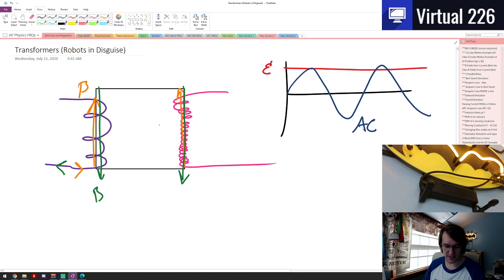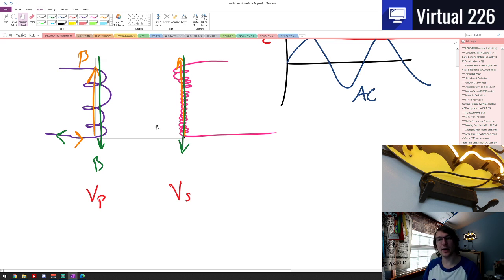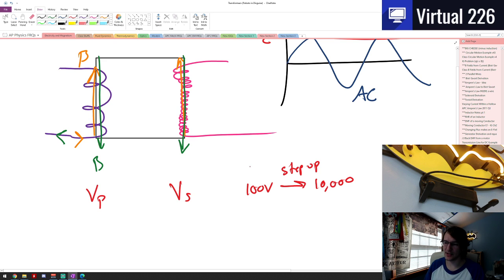What we can say from this is that on these coils, we can have a primary coil and a secondary coil. And your primary coil is just whatever coil you're starting with, and your secondary coil is just whatever coil you're ending with, okay? So if you had a step-up transformer, that would be like you had initially 100 volts, but you want to get it to 10,000 volts. This is a step up. And in this case, this is your primary and this is your secondary.